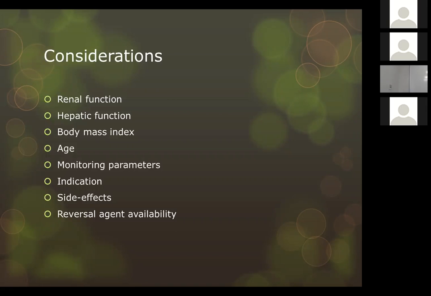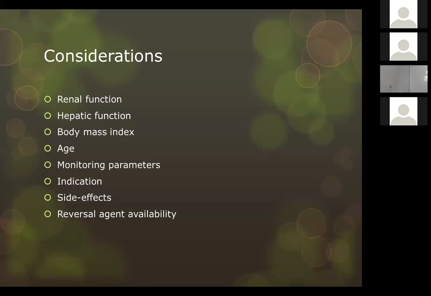Another thing to look at is the indication. Why are we using this anticoagulation? Are we using it for prophylaxis? Are we using it for treatment? It's important to realize that dosages are affected depending on the indication, whether we're using it for treatment, which would typically be a higher dose as opposed to a prophylactic dose.